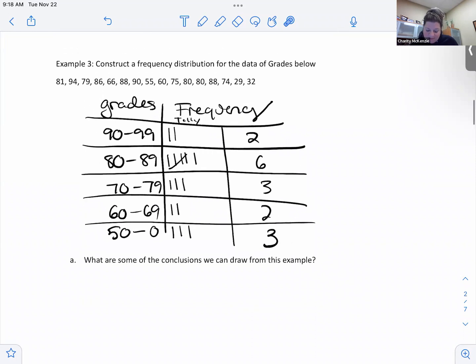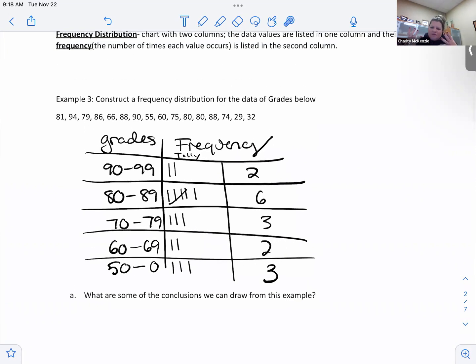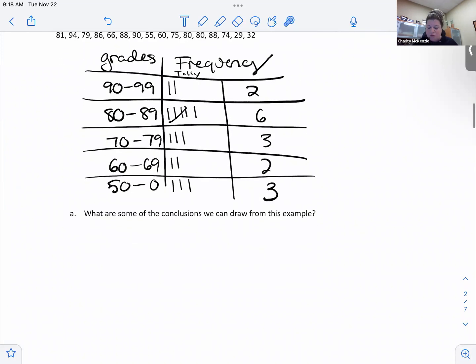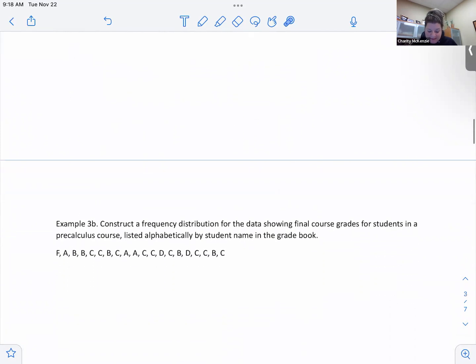What are some conclusions we can draw just from this one chart, this frequency table that I have? Well, I could say the most common grade is between an 80 and 89 or a B, right? So 6 people are in that category. I can draw that 3 people are not passing. Really 5 people, because a D is not passing. Okay, those are the kind of conclusions you can draw for this part.